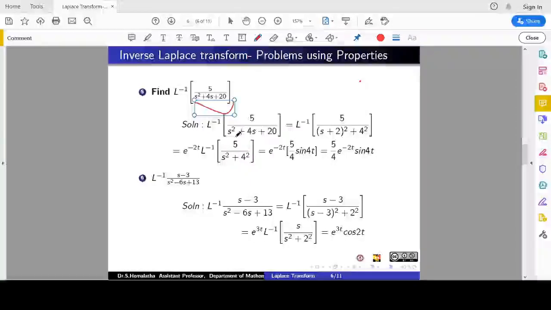Just observe this step from this to this. Please do observe this to this. Both are same because s plus 4, I have written s. Okay. And now you can apply, there is no s in the numerator, so just apply the shifting theorem. You get this, and this is going to be your sine formula with 5 outer and 1 by 4 in the denominator.